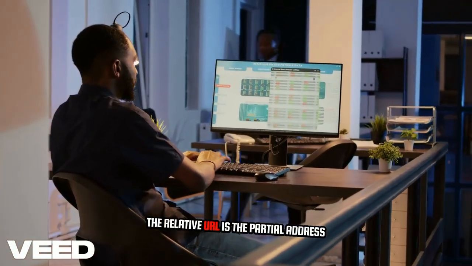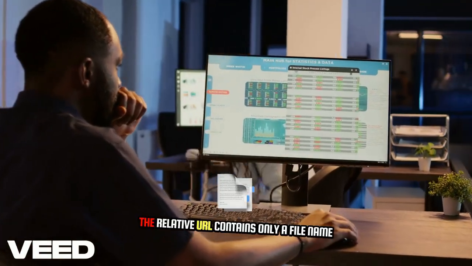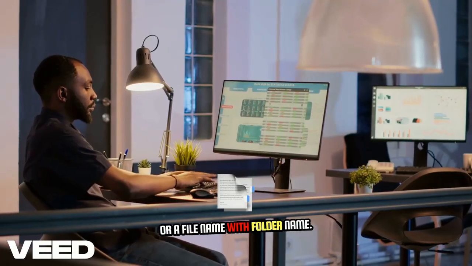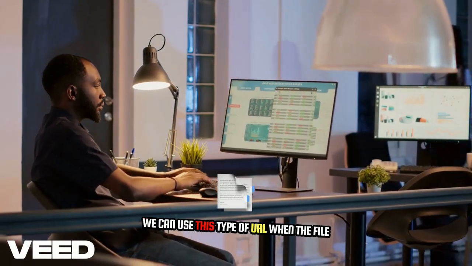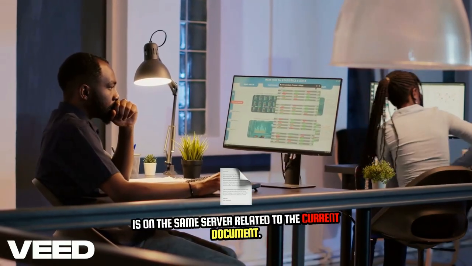The relative URL is the partial address of a document on the Internet. The relative URL contains only a file name or a file name with folder name. We can use this type of URL when the file is on the same server related to the current document.